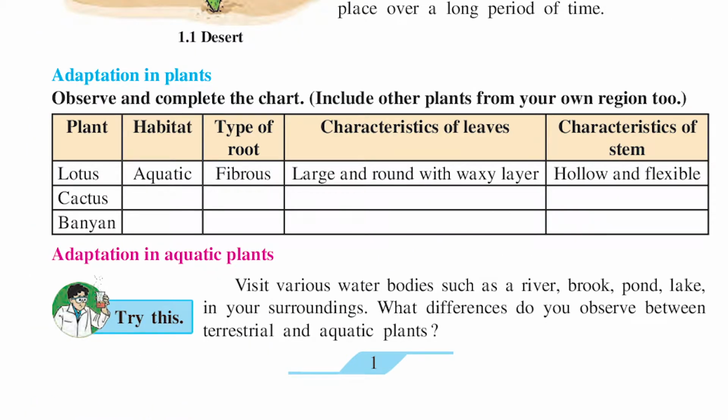Adaptation in plants. Observe and complete the chart. Include other plants from your own region too. Adaptation in aquatic plants. Visit various water bodies such as a river, brook, pond, lake, in your surroundings. What differences do you observe between terrestrial and aquatic plants?